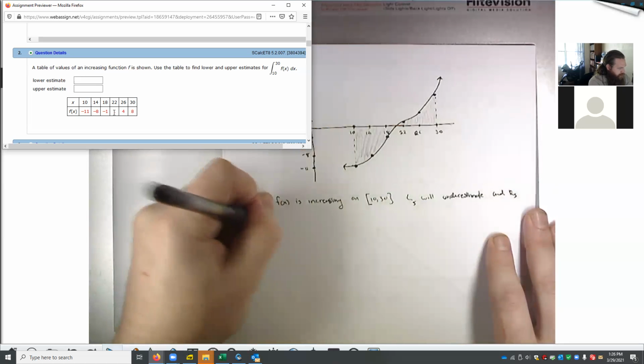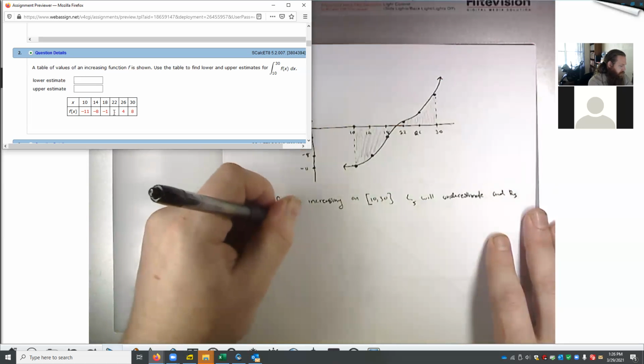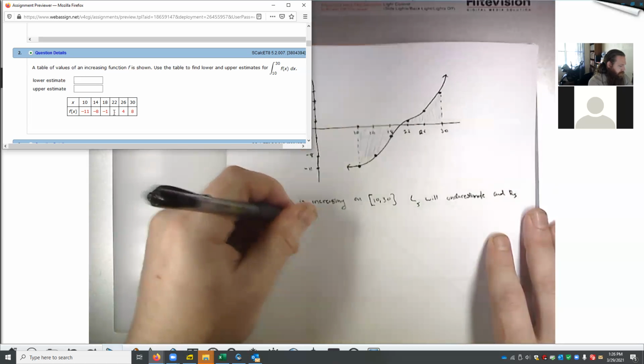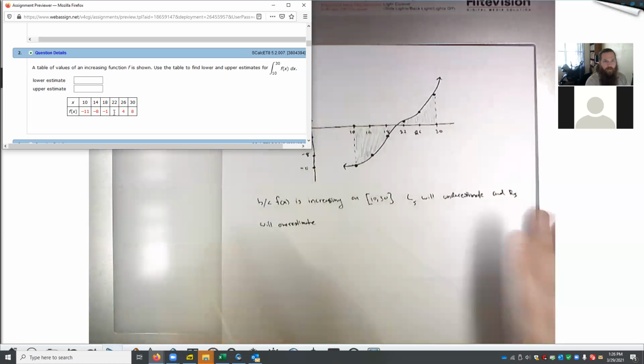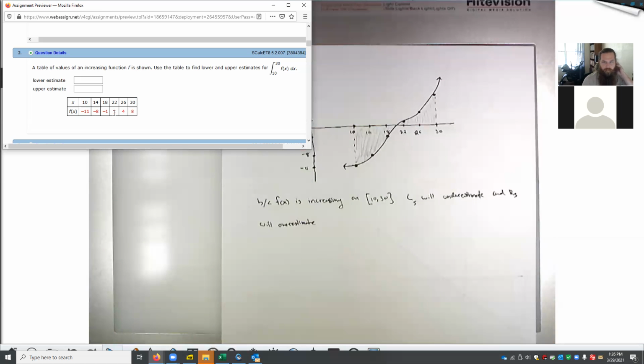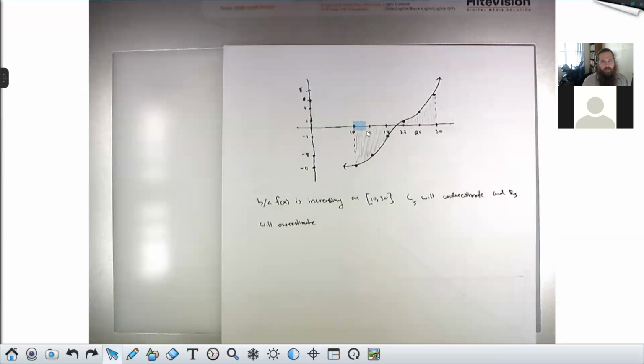You said L5. Well, you've got to think about how many subintervals we have. So how many rectangles will we have? Yeah. So it's not about the point, but it's about the space between them. Exactly. That's true. Yep, perfect.